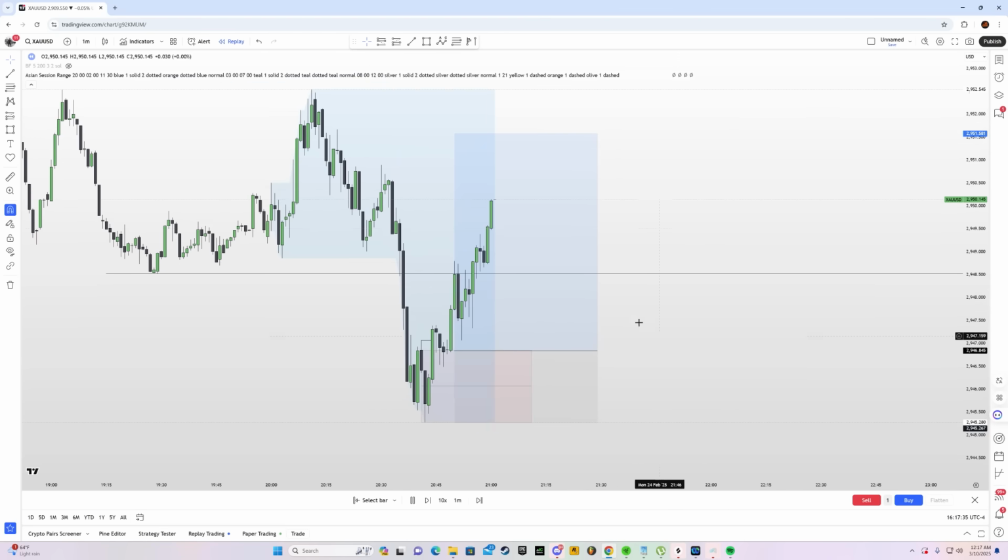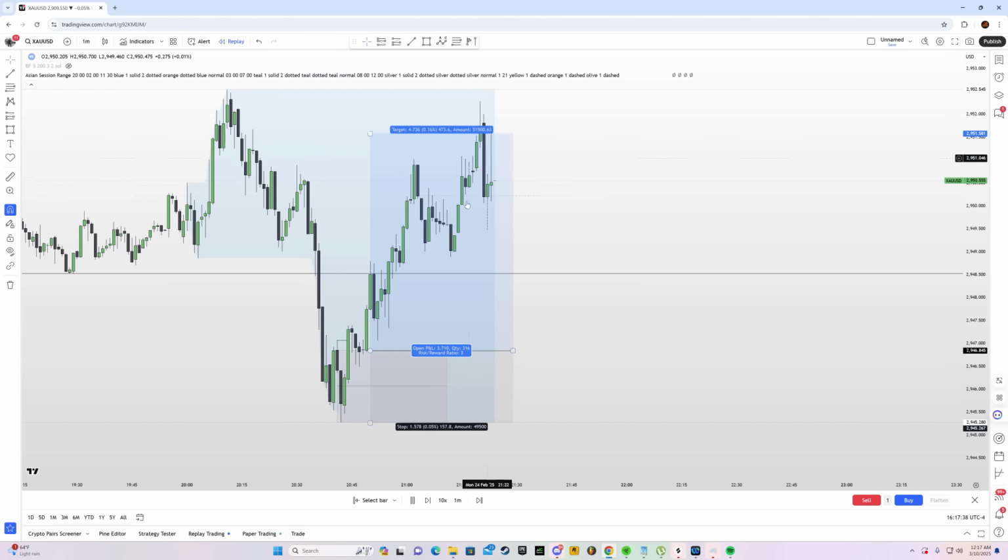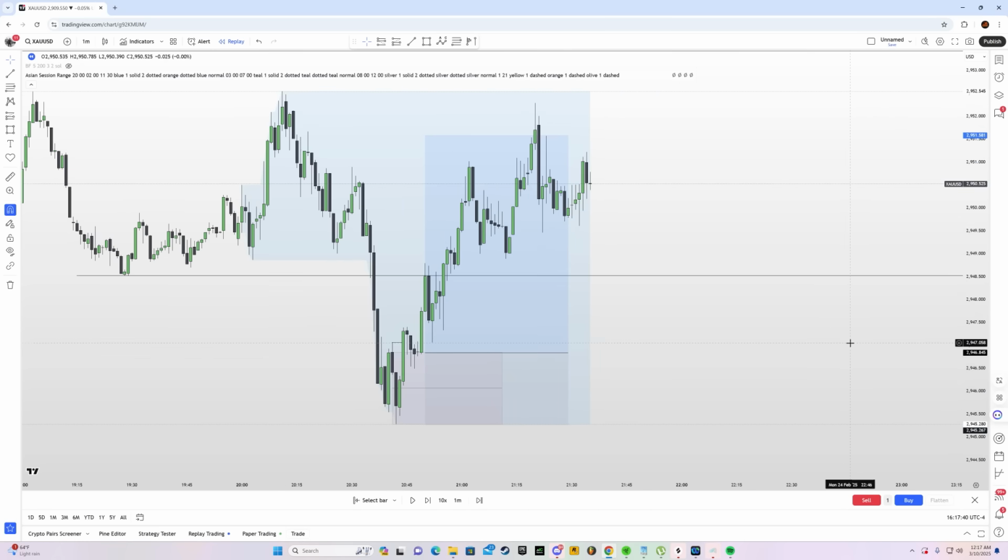We have our entry. Price just pushes and rushes towards our take profit level. This model is crazy, as I said before, when it plays out perfectly. Yeah, so let me give you guys one more example, and then that would be it.